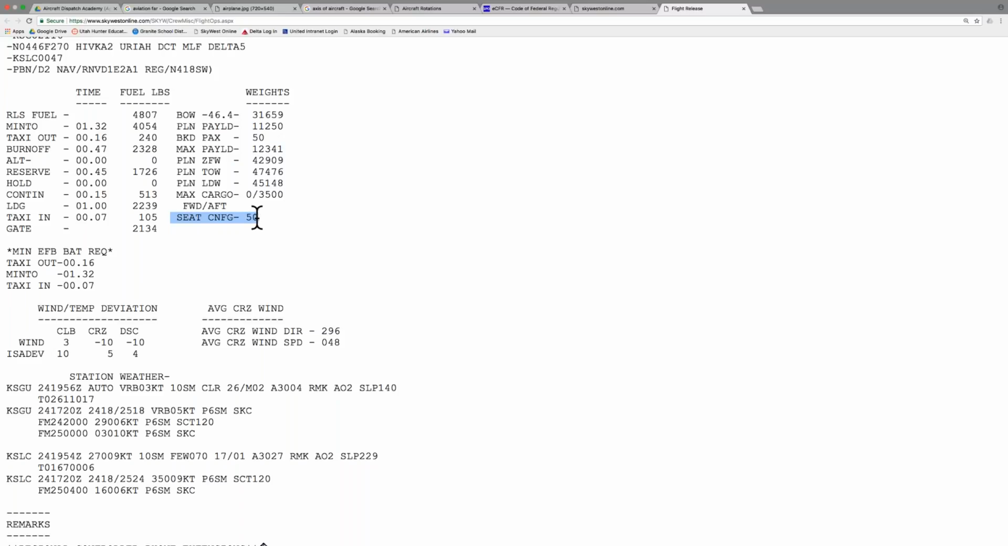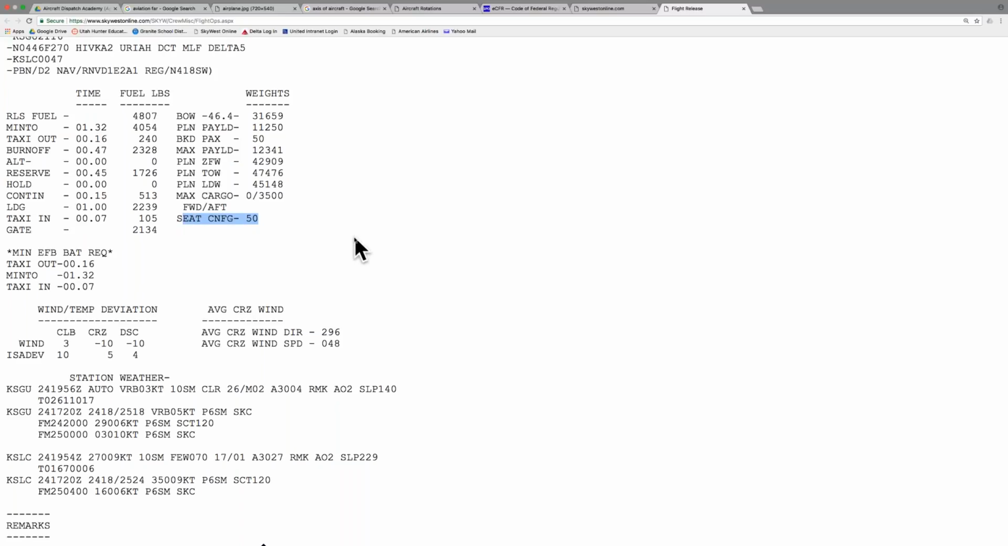And then this gives us the seating configuration. So there's 50 people booked on this flight. There's 50 seats on this aircraft, so it was a full flight. So that's what all these weights mean. And as we get a little further along in the course, you'll see why we calculate a lot of these weights and why they're important. But does that answer your question?